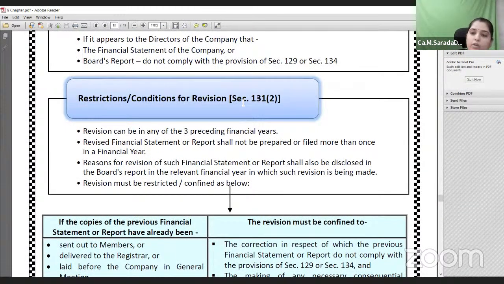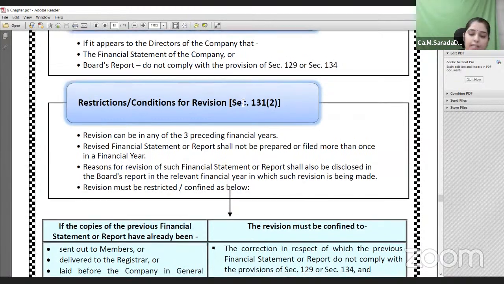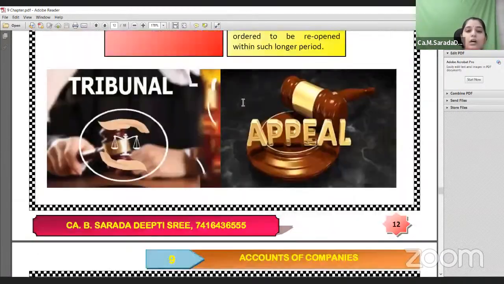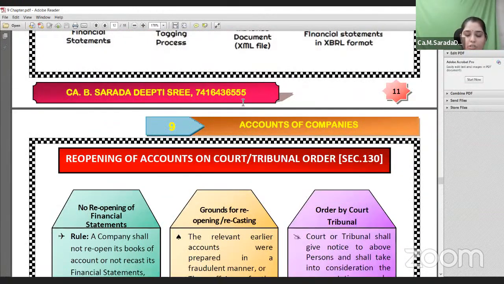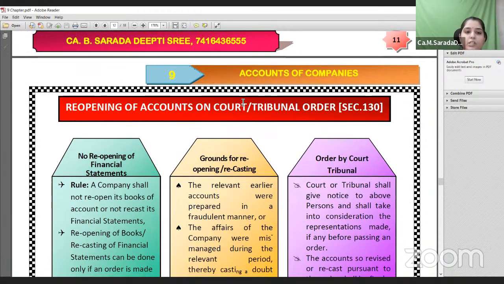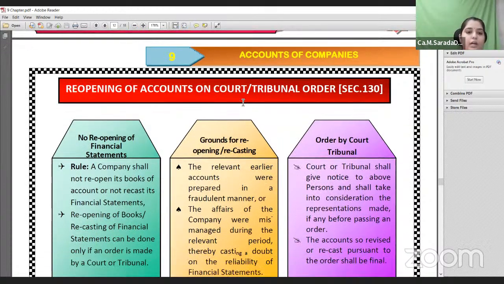However, in one financial year, the financial statements can be revised only once, not more than once. Okay, so the revised financial statement is important and the revised board report is also necessary. However, in some cases, there will be reopening of the accounts as per the order of a court or a tribunal. A company should reopen its books of accounts and financial statements on orders it receives from the tribunal.